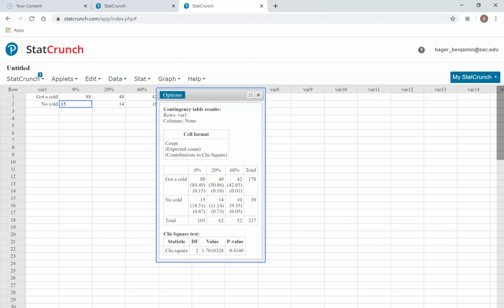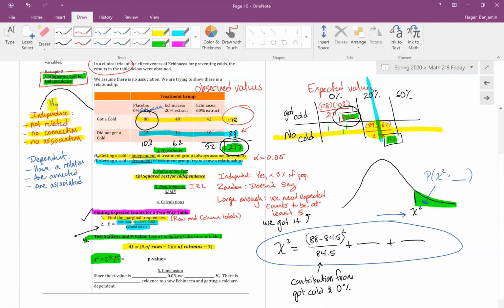Okay, didn't we do another one of these? Yeah, here for the no cold 20% one, we found the expected value to be 11.1, just rounding.